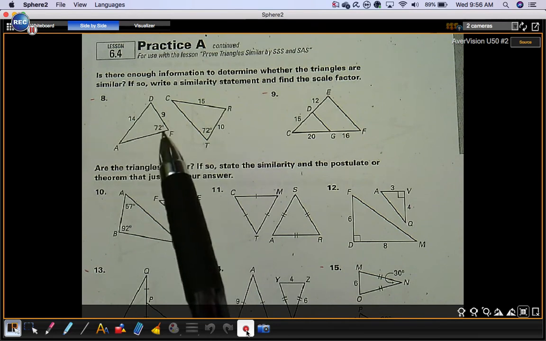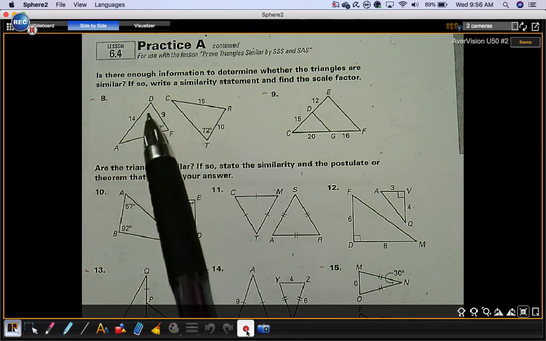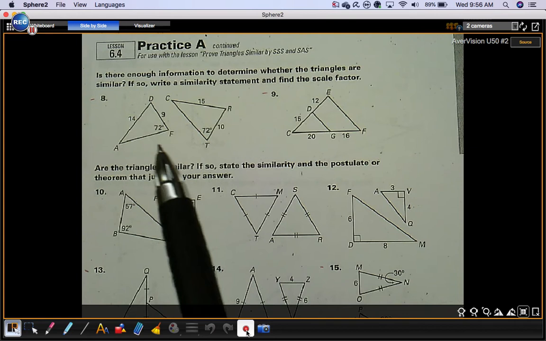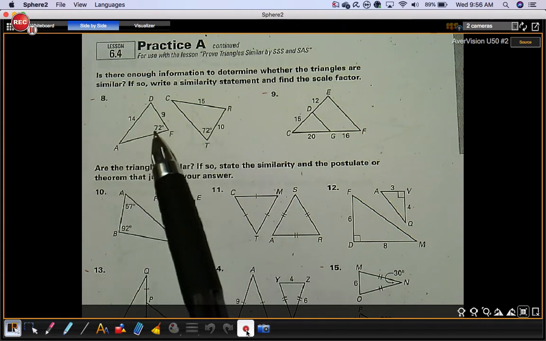Now the only issue with this is that these angles that are congruent aren't included. That's a major issue. So it's possible that they could be similar. We just can't say for sure that they are. In fact, could we say that they're not?